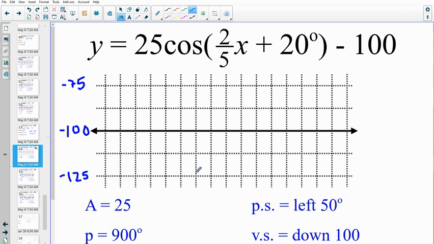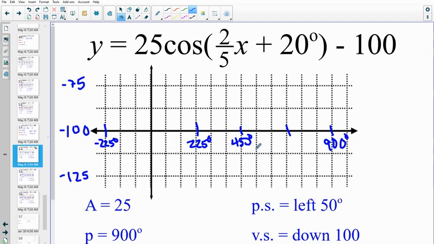And then for my horizontal scale, let's see, I've got a period of 900 degrees and it's moved to the left by 50. So similar to the previous one, the amount that it's moved over is not too significant, which means I'll make my scale in such a way that 1, 2, 3, 4 intervals, that is 900 degrees. Half of 900 is 450. Half of 450 is 225. So each one of my blue marked intervals here is 225 degrees. That means negative 225 is back here.